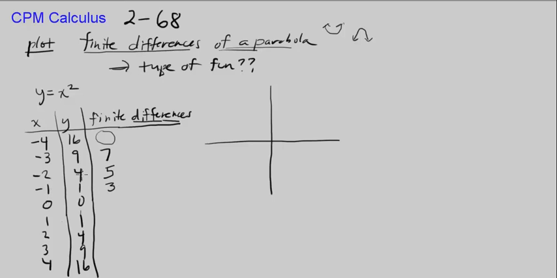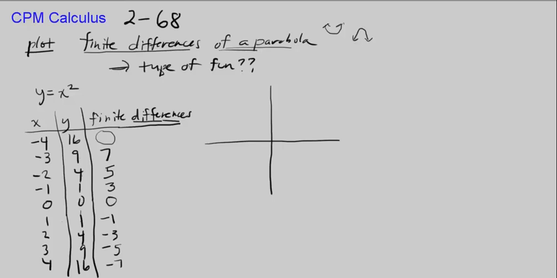You see how I'm doing this? I'm just subtracting this number minus this number, and you get the finite difference. 9 minus 4 is 5. 4 minus 1 is 3. 1 minus 0 is 0. 0 minus 1 is -1. 1 minus 4 is -3. 4 minus 9 is -5. 9 minus 16 is -7, and so on.